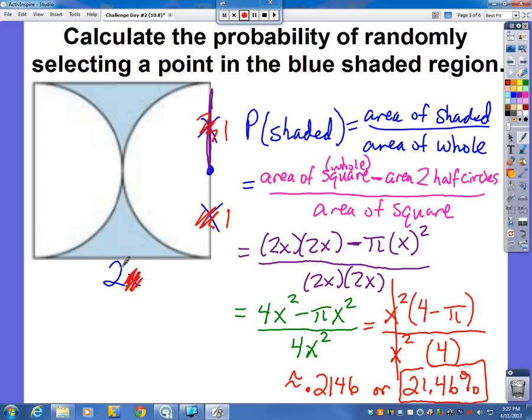Meanwhile, if you just chose 2, you're picking a specific value. You're not picking every value. It would take you forever, and you would never finish if you were to pick any possible value for the side length of the square. So that is our first problem.